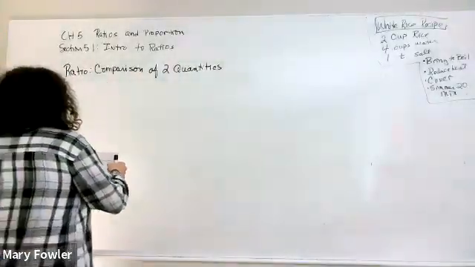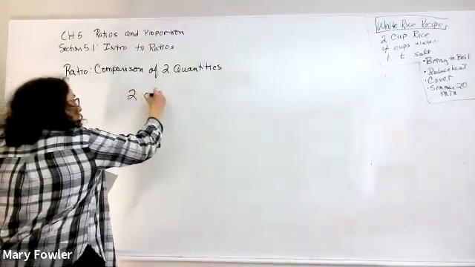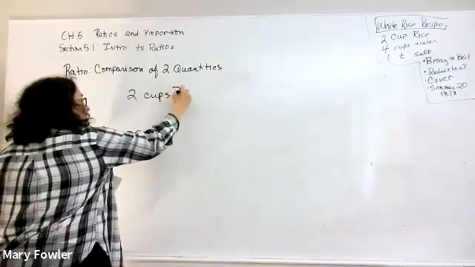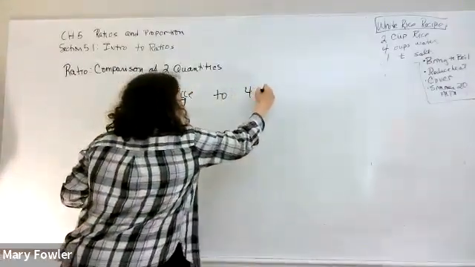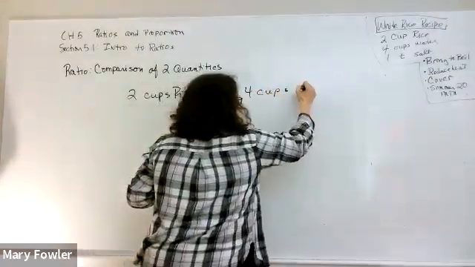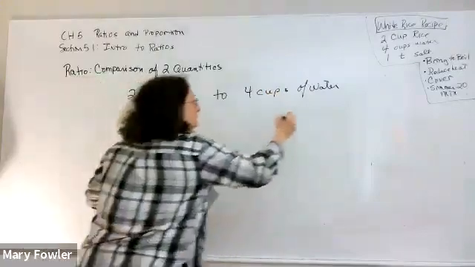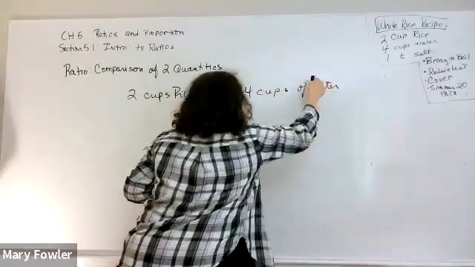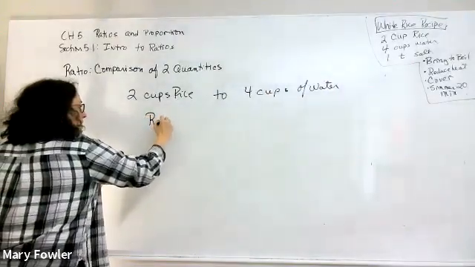we would have 2 cups of rice to 4 cups of water. So let me write this as a ratio.